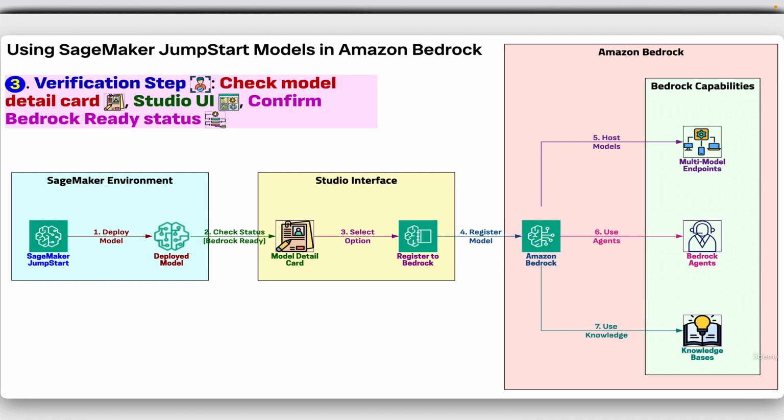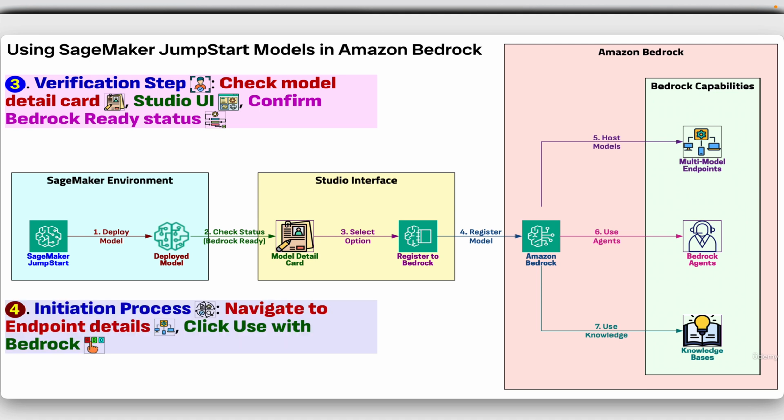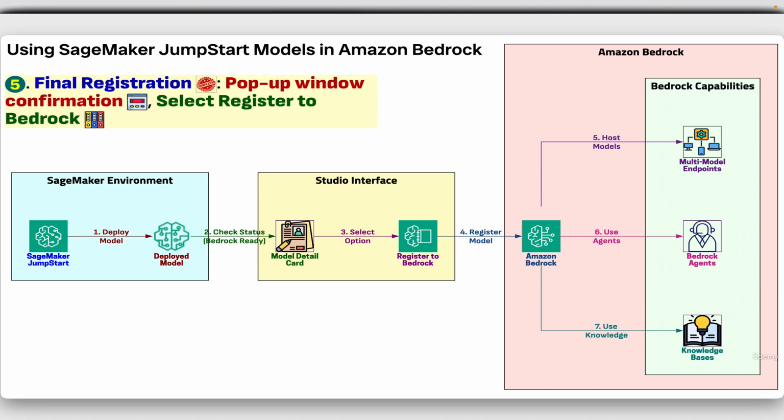Before you try to move a model, you can go to the model detail card in the Studio UI. You need to make sure it says Bedrock ready to confirm it will work. To begin the move, you navigate to the endpoint details page in the Studio UI and click the button in the upper right corner that says use with Bedrock. So it's very straightforward. And finally, a pop-up window will appear on your screen. Simply choose register to Bedrock to finish the process.